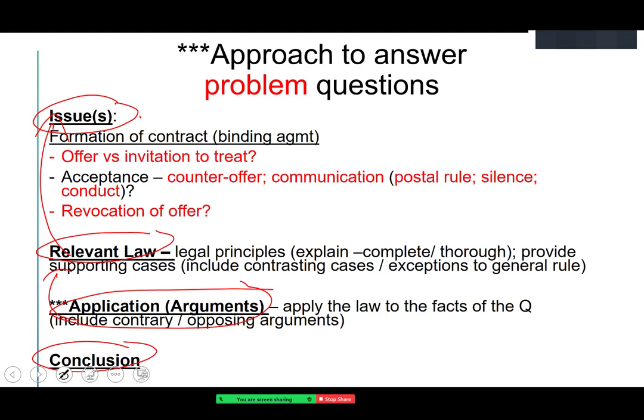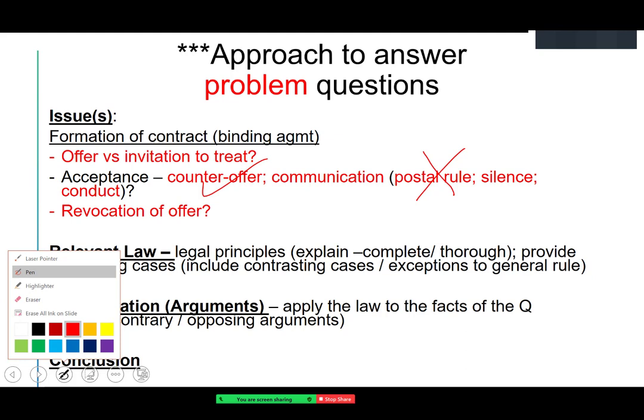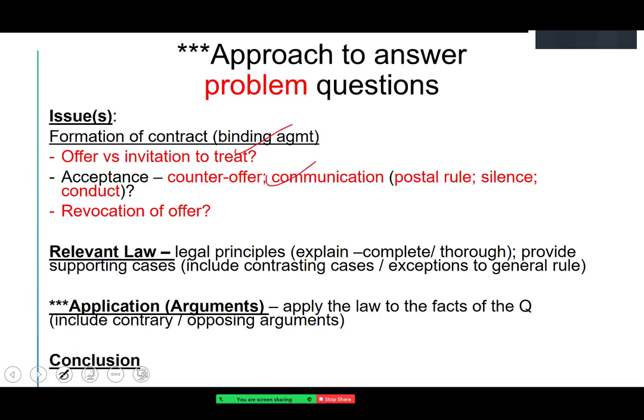Students who don't do well could be that they fail to address either the I, R, A, or C thoroughly or properly. For example, it may be that in an exam question you discuss this issue of counter offer, but you fail to identify this issue. If you fail to identify the issue, you lose marks there. In fact, even for students who have correctly identified all the issues, but what about here? Were you able to put down the cases? Were you able to explain thoroughly and completely? Do you put down the general rule and exception? So maybe your I, you get it right, but the R, you fail. Even if you put down the I and the R correctly, you may fail here.